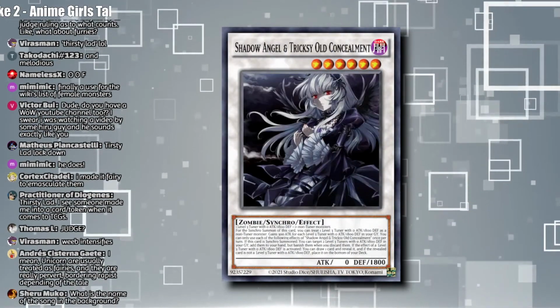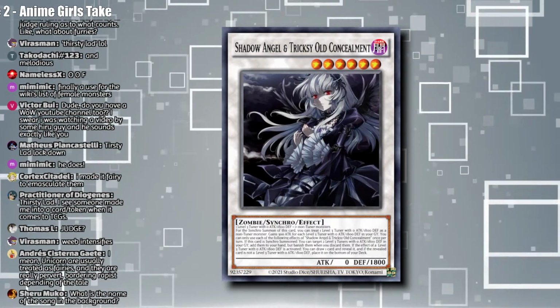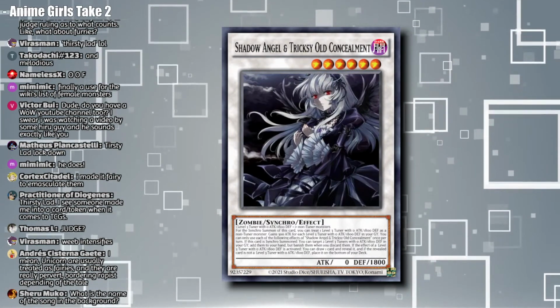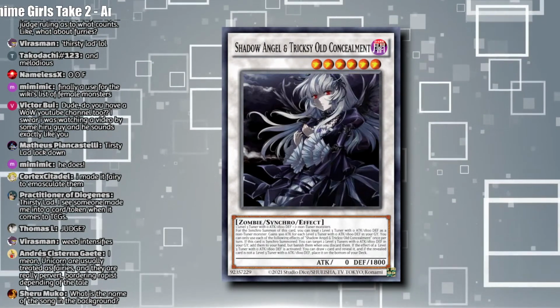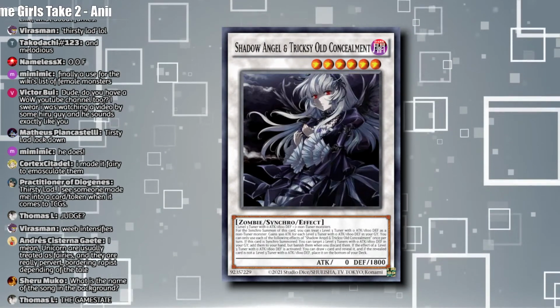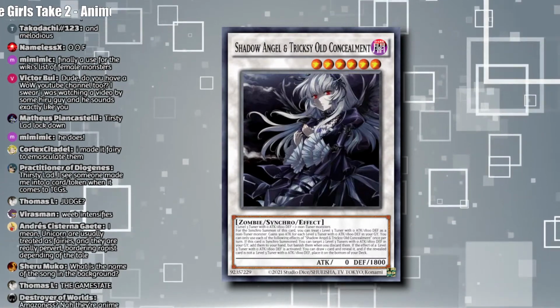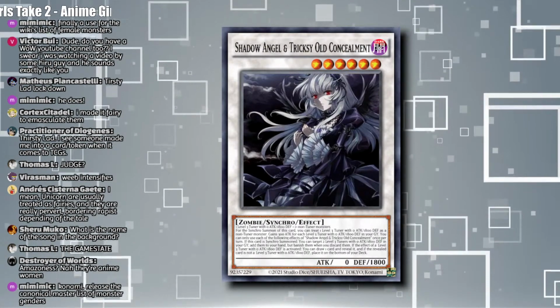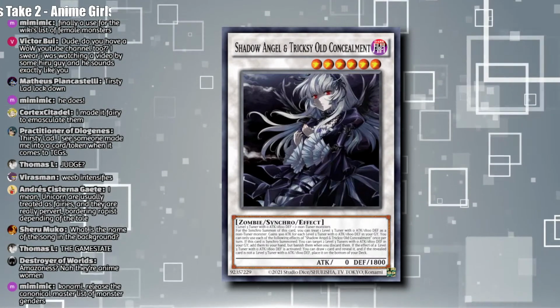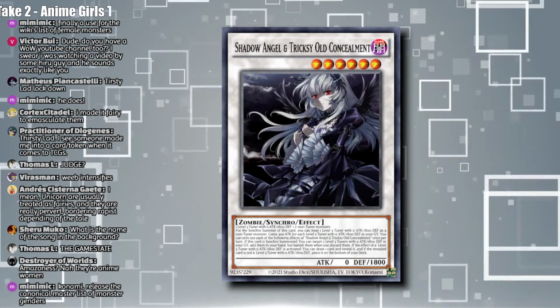Next one. Shadow Angel and Tricksty Old Concealment. Ooh. This is a hand trap support. What's the name of the song in the background? This one is Franz Gordon Altostrastus. Altostrastus? I don't know what that word is.